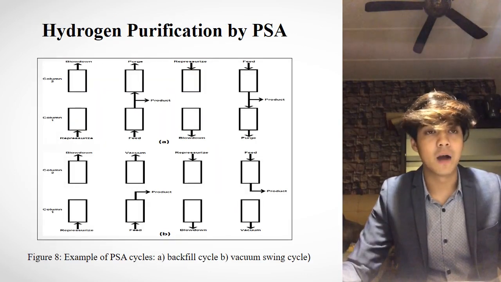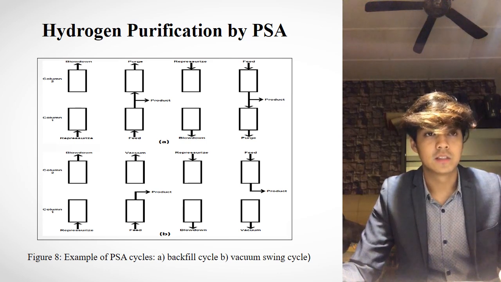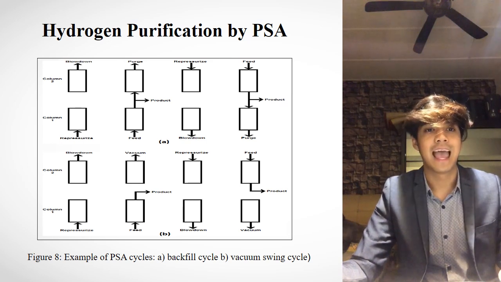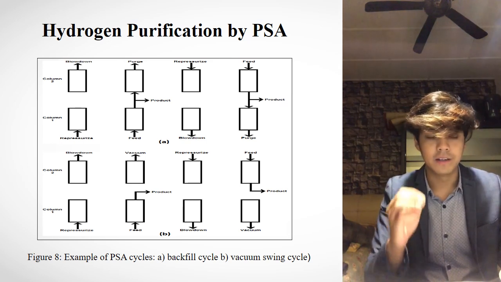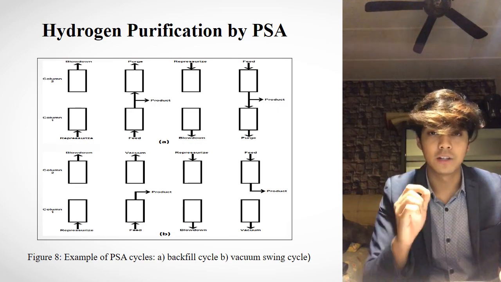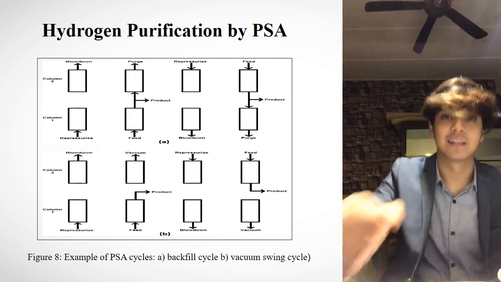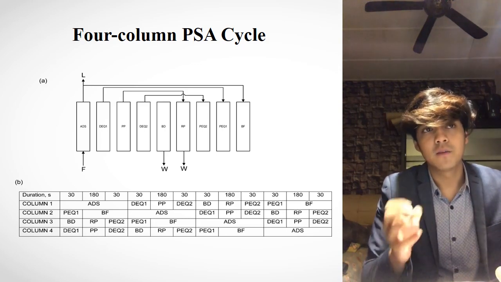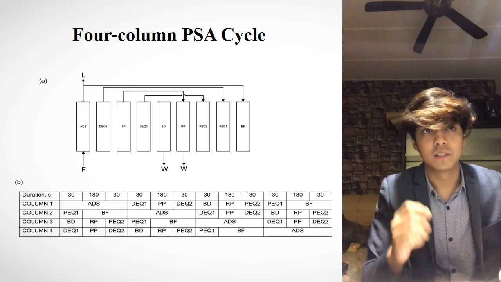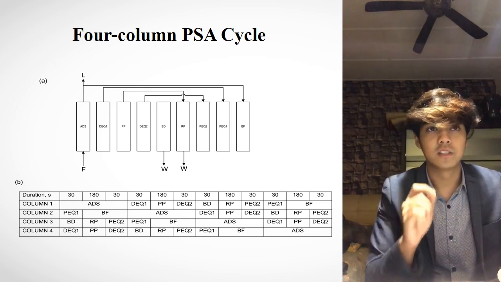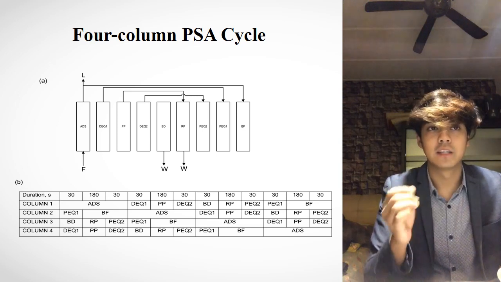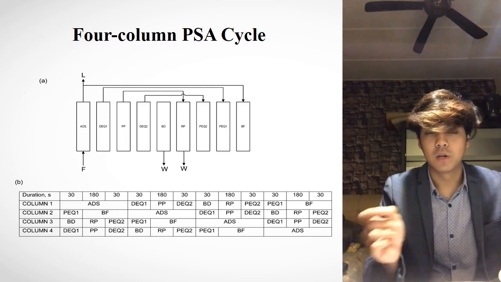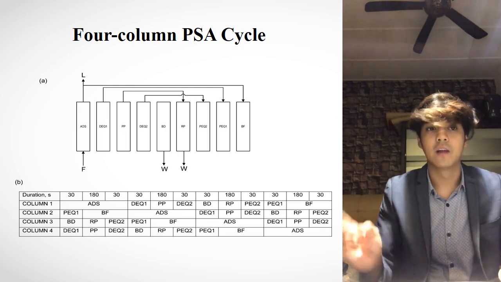Next, the diagram in our slides shows the sequence of steps of our 4-column PSA cycle. This method would be very efficient in providing hydrogen with a purity of 99.9%. For the 4-column PSA cycle, it has been found that the sequence of steps to be followed is: adsorption, depressurizing equalization 1, provide purge, depressurizing equalization 2, blow down, receive purge, pressure equalization 2, pressure equalization 1, and also the backfill step.